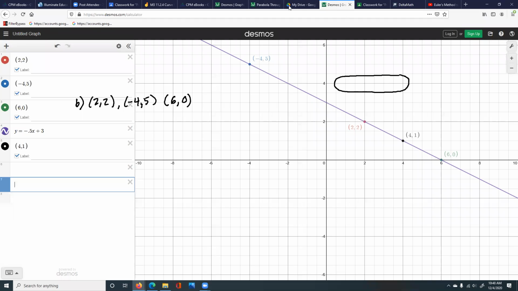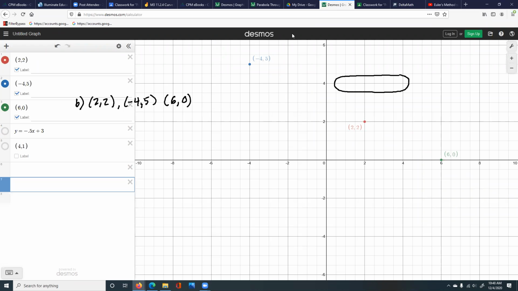I do have a graph. So let me do this. Here's the graph. Let's take that point off. This one's not part of it. Let me get rid of that one. Okay. So (-4, 5) is here, (2, 2) is here, (6, 0) is here. And can we make a parabola through that? It looks like the parabola could go up or it could go down.